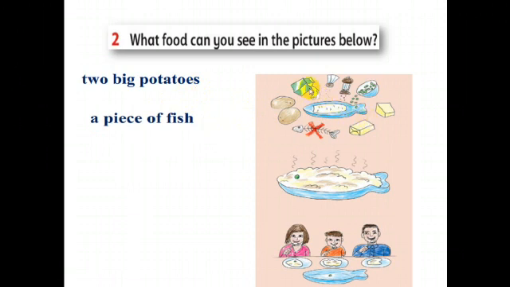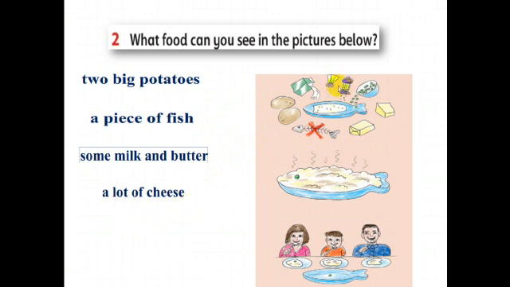Some milk and butter. A lot of cheese. Some salt and pepper. Some fresh peas. So, we need to cook a dish. These ingredients: 2 big potatoes, a piece of fish, some milk and butter, a lot of cheese, some salt and pepper, some peas.